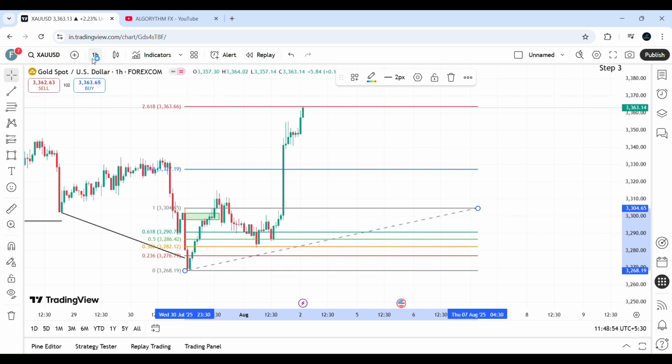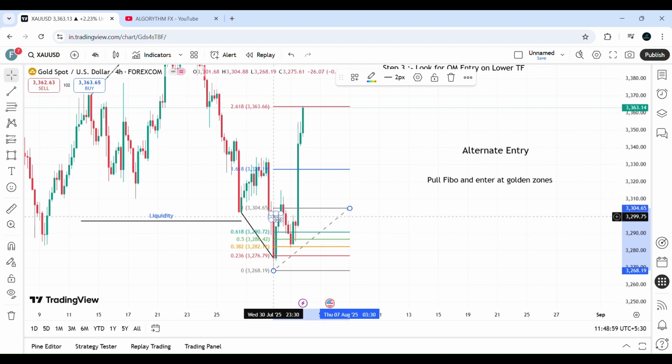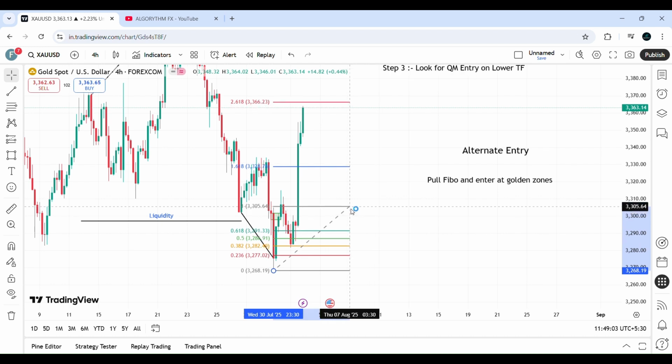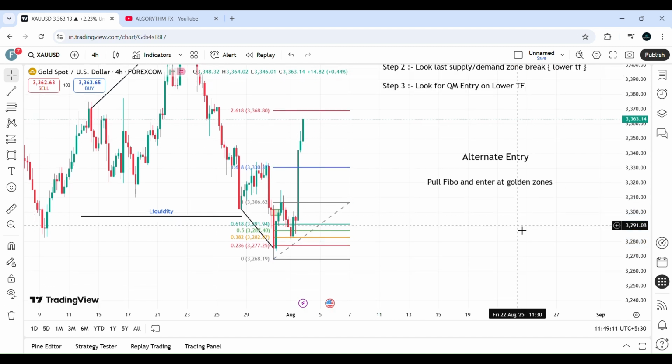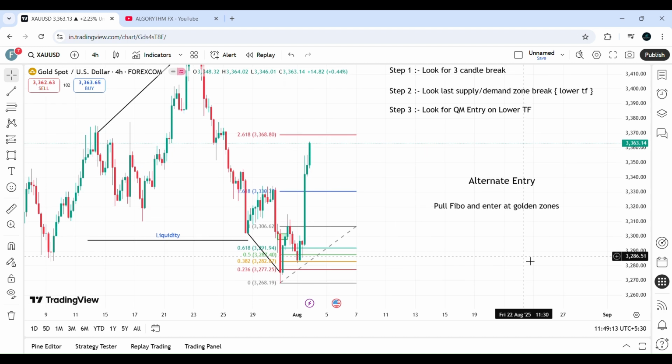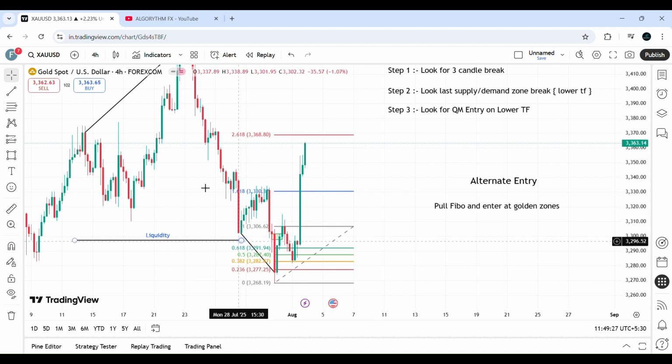Or if you don't want to do all this, stay on the 4-hour chart, look for a 3 candle breakout, pull the Fibonacci from the closing, and just enter at the golden zones and keep a good risk to reward. Or if you're good at hedging or averaging the trades, do that. This is how I took this entry. You could look for the entry on my live section. I don't know at what time because I've been running live for a long time now. So just make sure to check it out and keep on practicing.